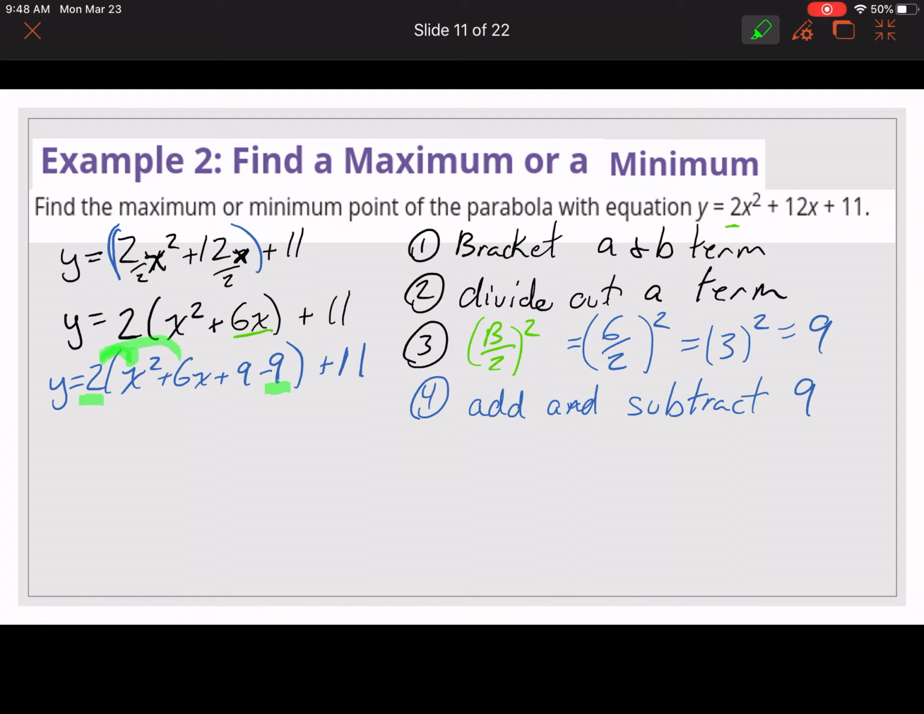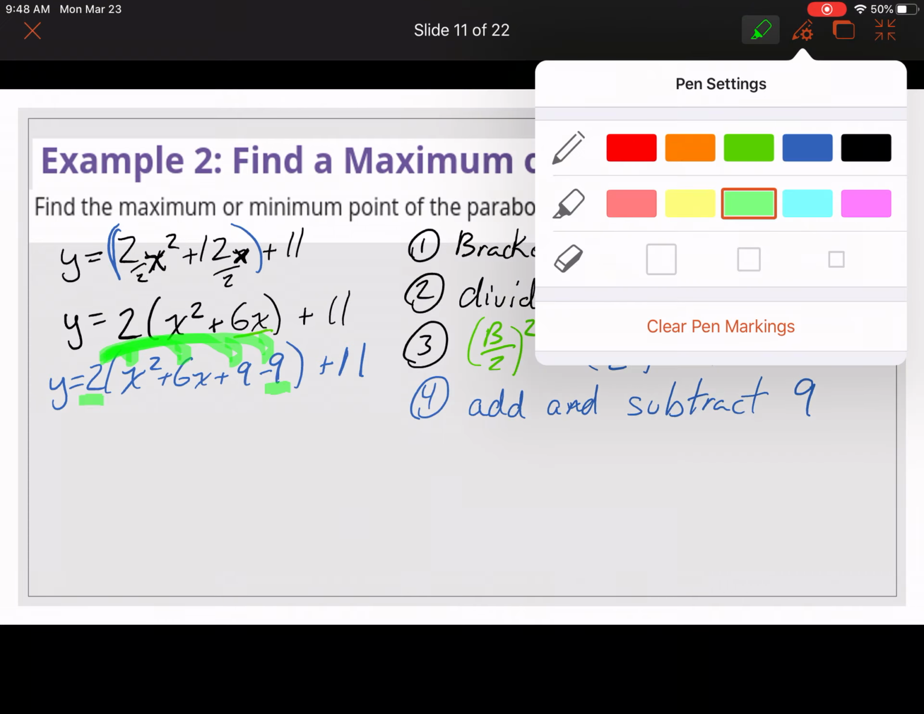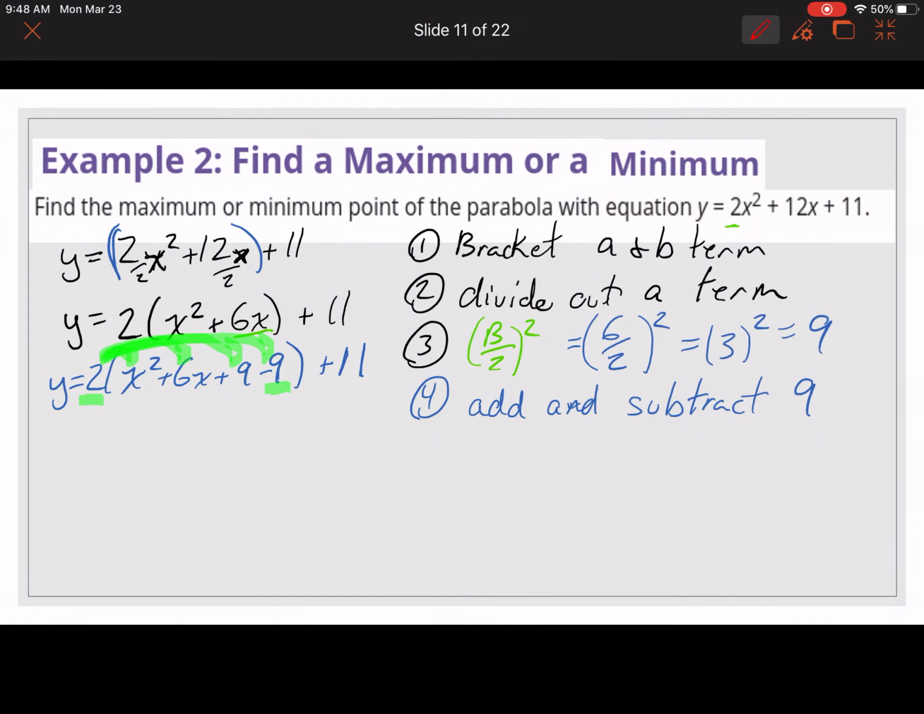Remember, we need to distribute to every term when we go back in. So we can't just think of that as a 9. We need to think of that as a 9 times 2. So this is 9 times 2. So when we pull it outside the bracket, it's not just negative 9, it's negative 9 times 2.